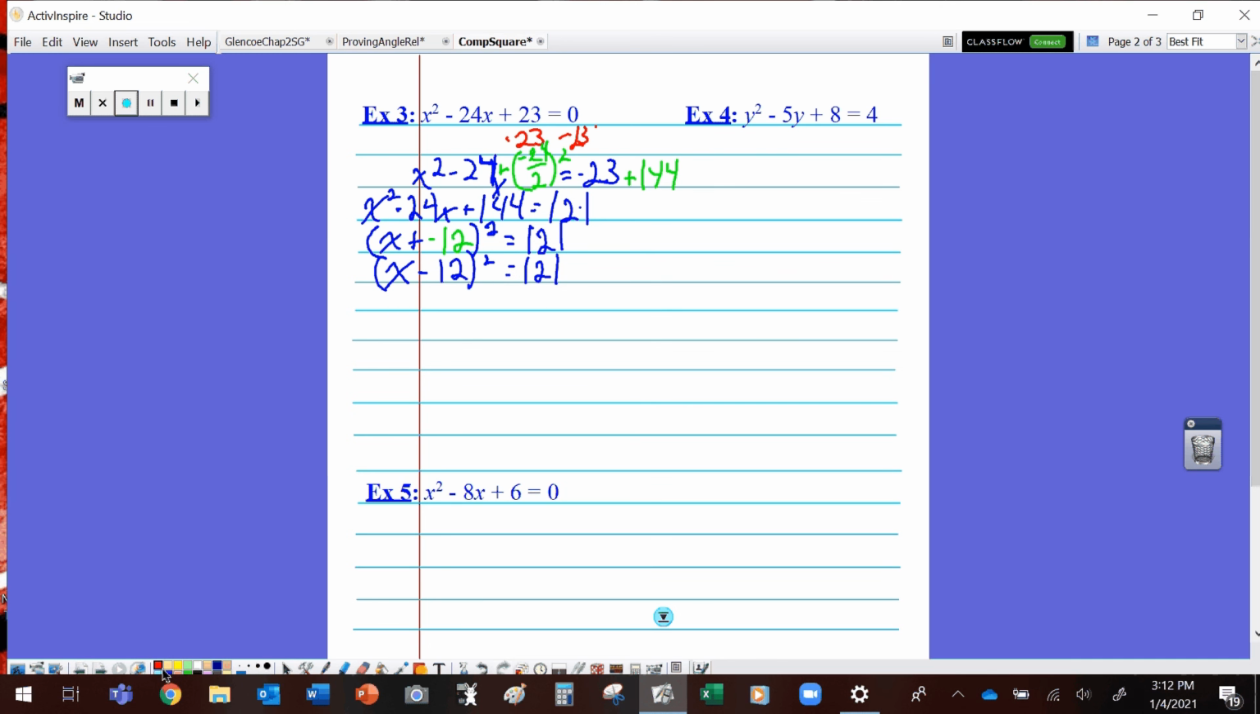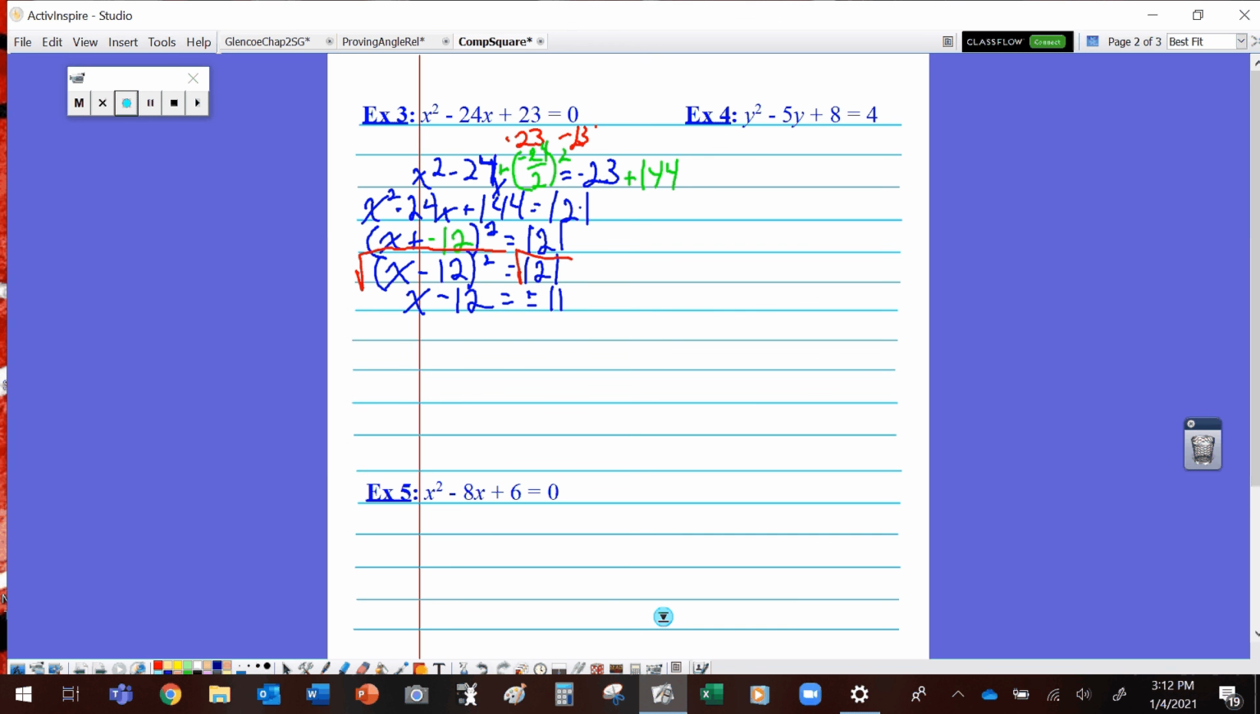Okay, now we've completed steps 1 through 3. We have completed the square. Now we need to finish the solving. So we take the square root on each side. On the left side, the squared and square root cancel, and I just have x minus 12. On the right side, the square root of 121 is plus or minus 11.